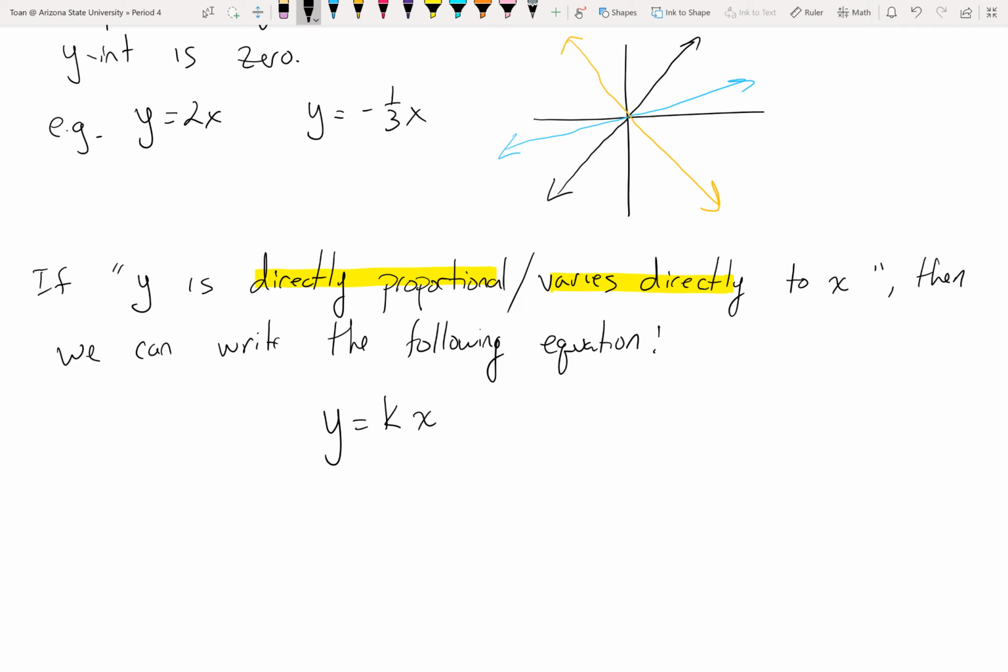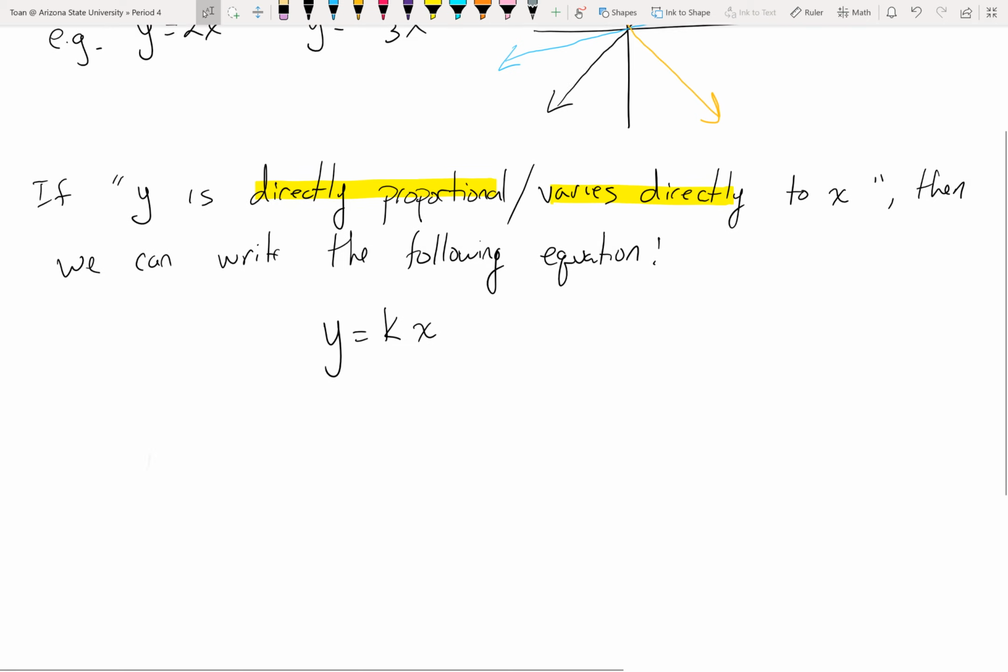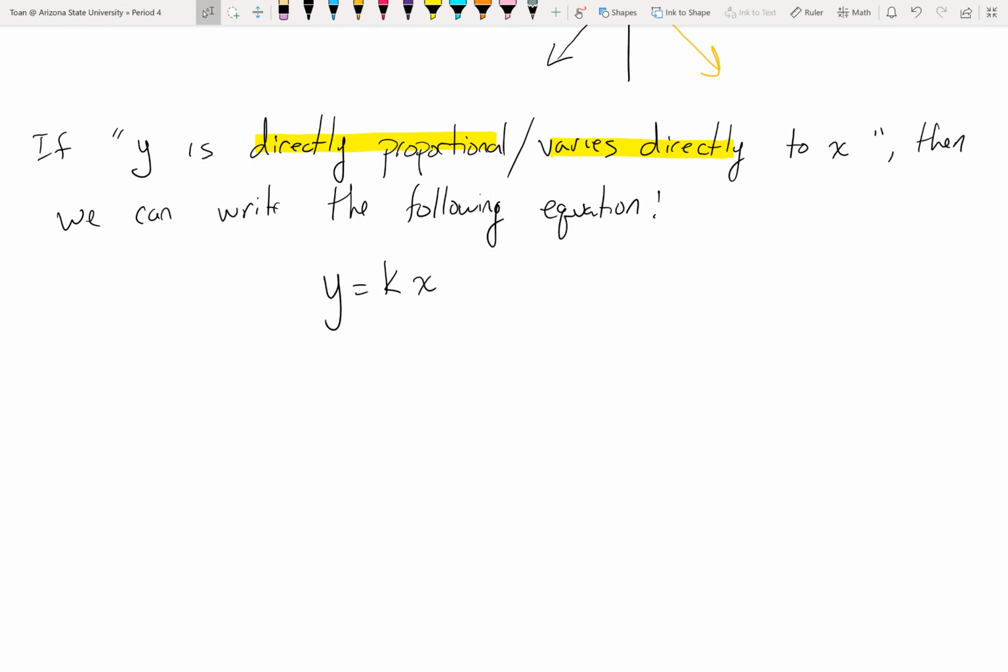Y equals kx. It basically is slope-intercept form where the y-intercept is 0. It's y equals mx plus b when b is 0. However, since it is its own special thing, instead of writing m for slope, we write k for this slope because it has a special meaning. This k, again, acts as a slope, so it can be any real number. Positive, negative, whole numbers, fractions, decimals, it doesn't matter. The only restriction on k is that it can't be 0, because if k was 0, then you get y equals 0, and that's a boring equation.